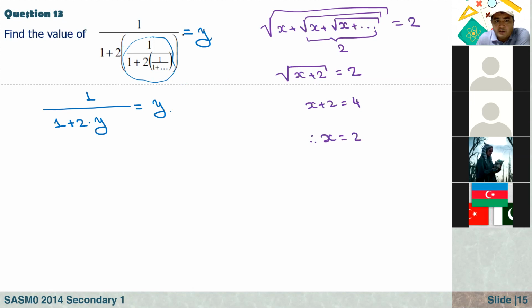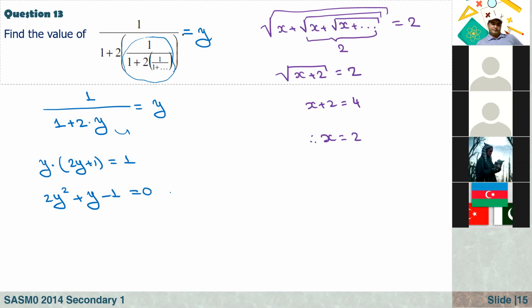Now here we have y. Now I need to solve this equation for y. If you take this expression to the right hand side, I have y times (1 plus 2y) is equal to 1. Now, how can I solve this? From here, remove the brackets. Without removing, can I solve this? Okay. 2 times y squared plus y times 1, it is y, and minus 1 is equal to 0: 2y squared plus y minus 1 equals 0.